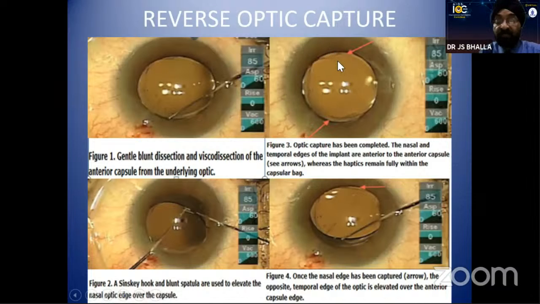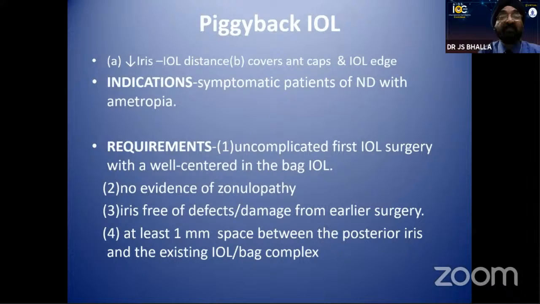And this again goes to prove that in some of these cases, the culprit may be the shadow of the nasal anterior capsule. And as the anterior capsule opacifies, this may disappear in some of these patients.